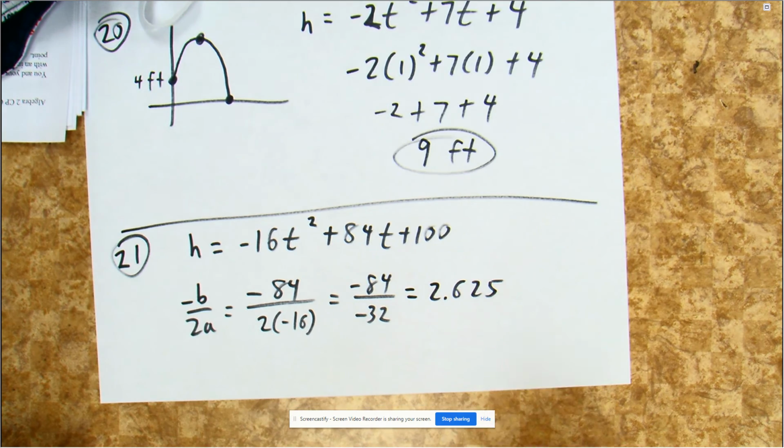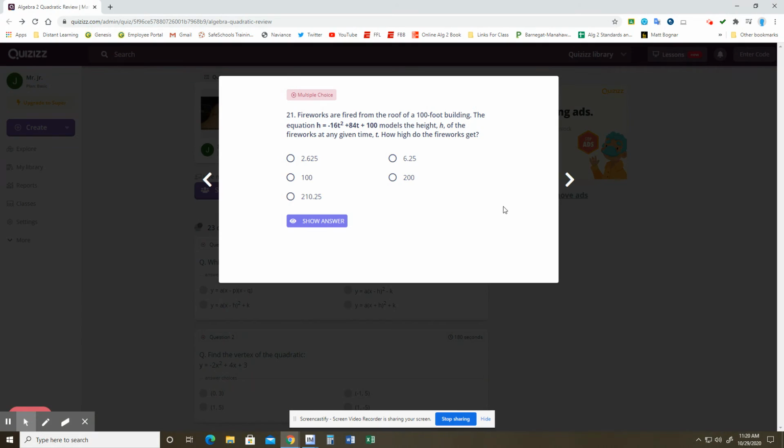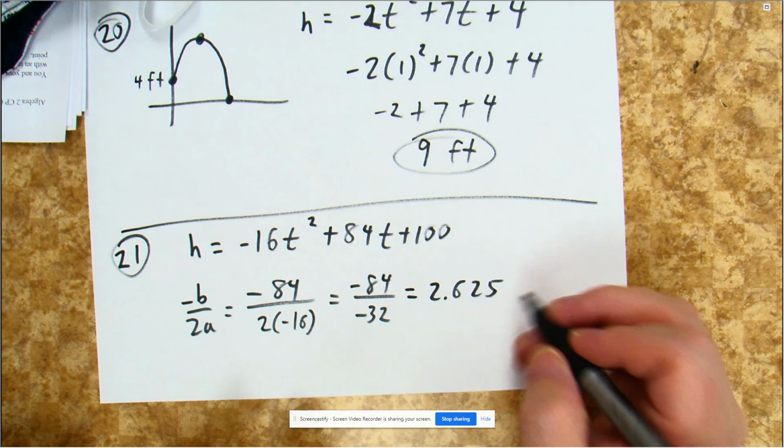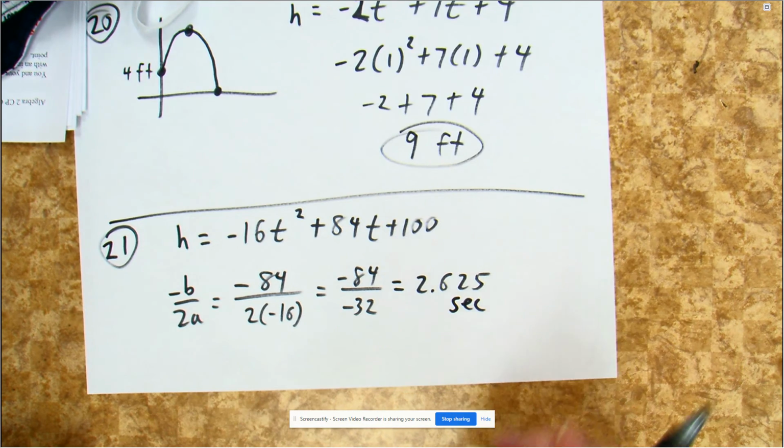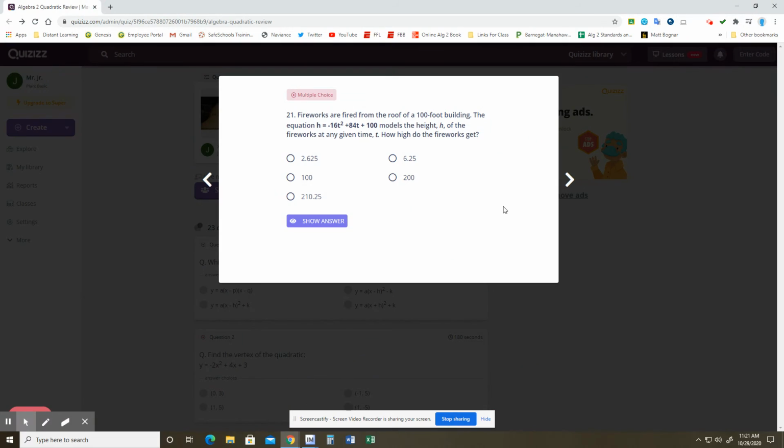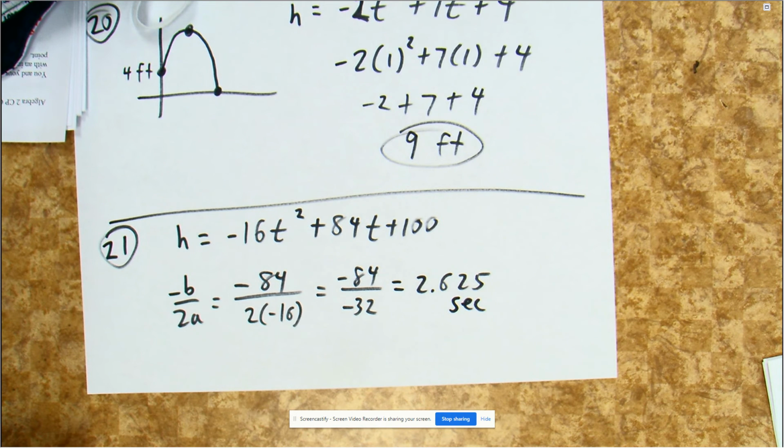2.625. Now, let me go back to the question real quick. How high do they get? 2.625 is not my answer. It's a correct number in the problem, but it's not my answer. You can even see 2.625 is one of the choices, but it's not my answer. That's how long it takes for the firework to reach its highest point.